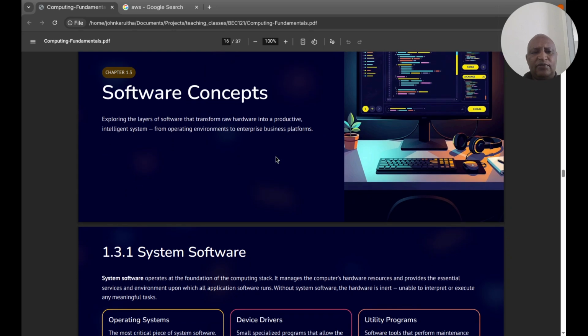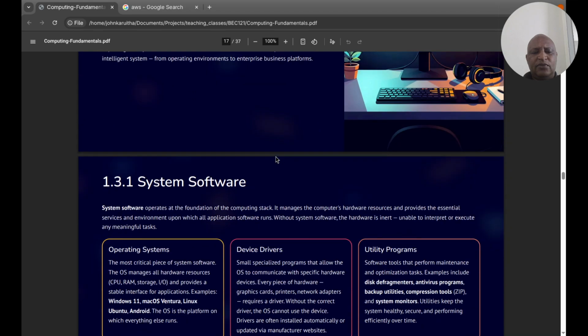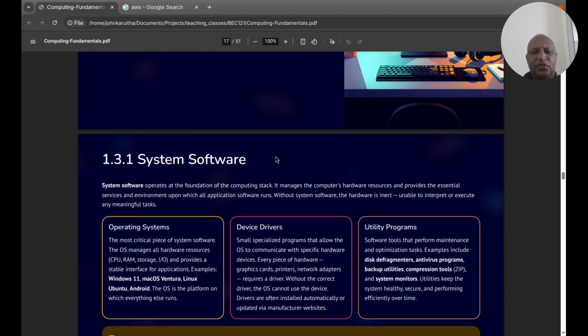Now let's go to the software components. We said software is divided into two. We have what we call the system software and the application software. So the system software operates as the foundation of the computing stack. So it communicates directly with the hardware.